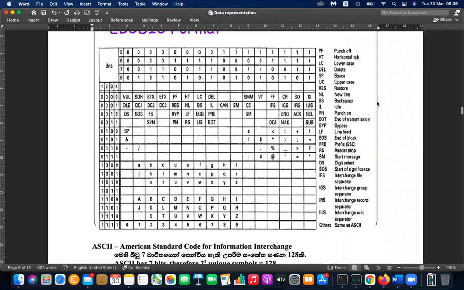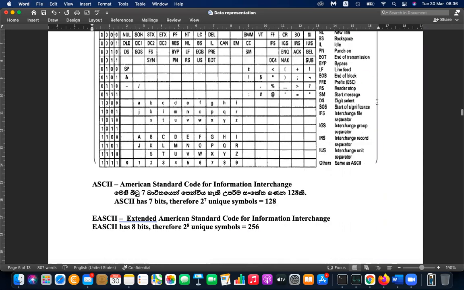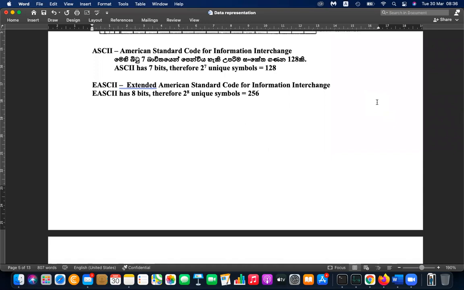As a summary, we discussed EBCDIC, which is Extended Binary Coded Decimal Interchange Code, having 8 bits and 256 unique symbols, introduced by IBM. Then we talked about ASCII and EASCII.